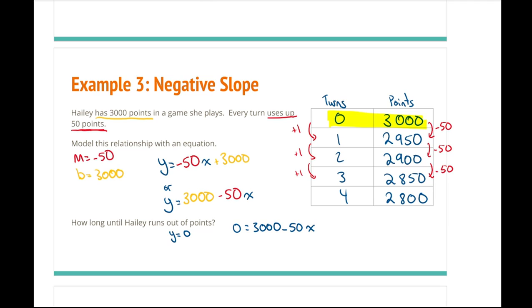If I want to get x by itself, so that's what I'm trying to find, I need to cancel out the 3,000 by subtracting 3,000. Subtract it from the other side as well. One side cancels out. I get negative 3,000 equals negative 50x. To get x by itself, I need to divide by negative 50. Do the same thing to both sides. And I'm left with 60 equals x. So that basically means it'll take 60 turns for her to run out of points.